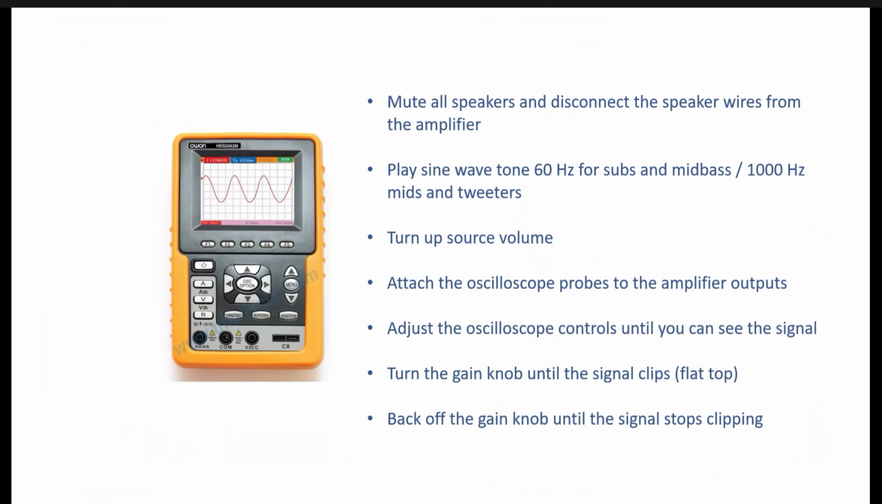Then you want to attach the oscilloscope probes to the amplifier outputs. That's where you had your speaker wires connected, and then adjust the oscilloscope controls until you can see the signal or the sine tone, which looks like that wavy line, and then you can adjust the gain knob up and down until you can see the signal clipping, right? And when I mean the signal clipping, it's got the tops of the peaks sort of cut off and you end up with a flat top. When you start seeing that, you can back the gain knob off until the signal returns to its normal shape and is no longer clipping. And when you get to that point, you can disconnect everything because your gains are set.